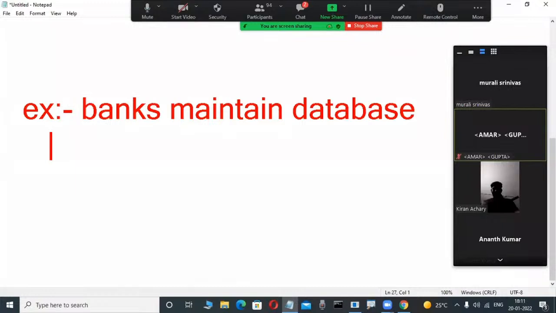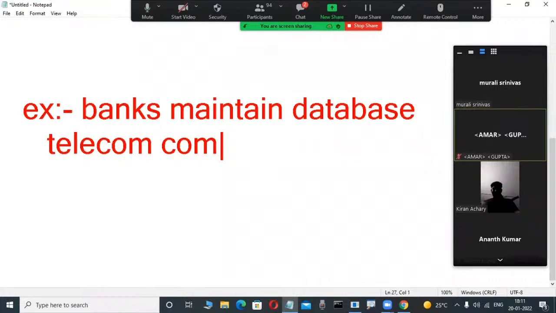Suppose telecom companies, so many examples are there. Just roughly, for easy understanding, I'm telling you telecom companies maintain databases. Suppose you make a call to your friend or anything, those call details will be stored in a database.